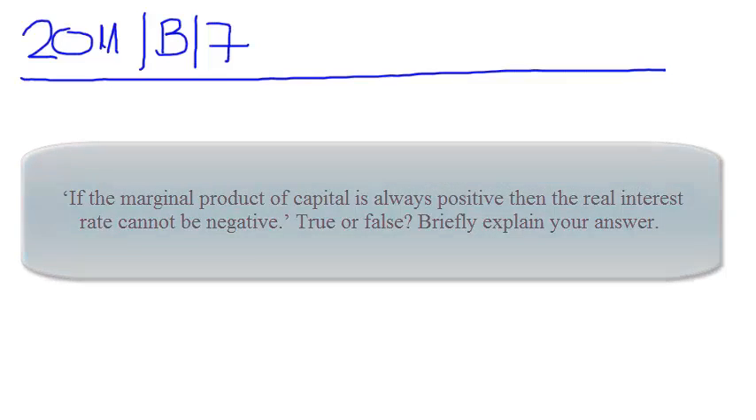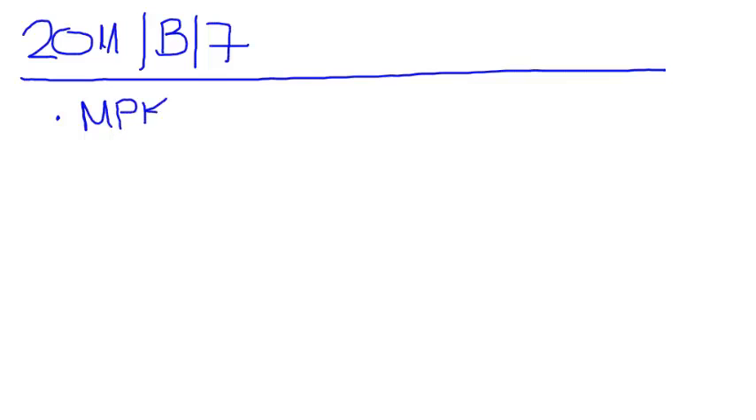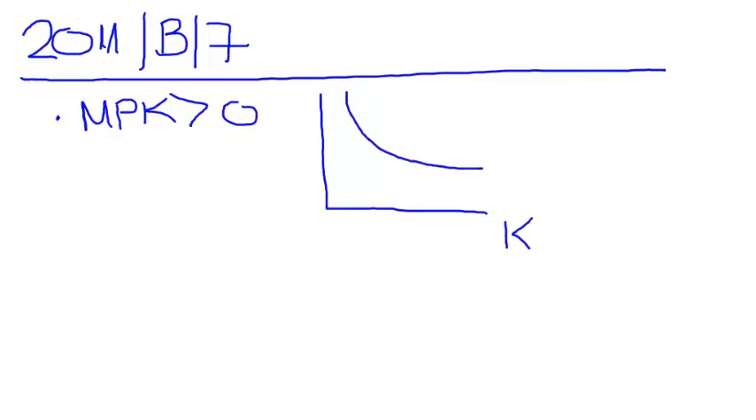Okay, so we start off by saying that the marginal product of capital is always positive, and we know that this is true. Remember that in neoclassical theory, the marginal product of capital is a decreasing function of the amount of capital that we hold. So as we have more and more capital, each extra unit of capital increases our production by some amount, but it's increasing this at a decreasing rate, which is why the marginal product of capital is negatively sloped.